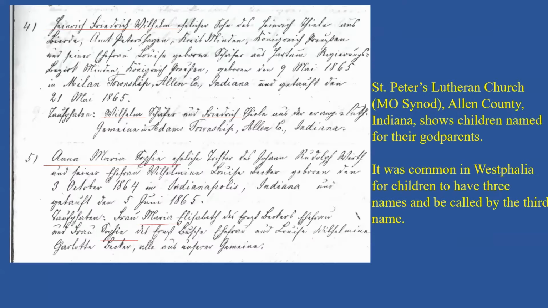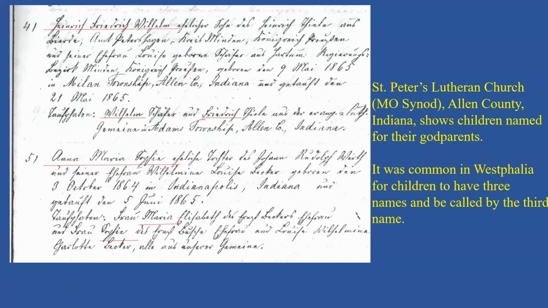Using church records, we can sometimes get clues, and a very common practice among Germans and German Americans was naming children after godparents. This custom was practiced extensively by Germans from Hanover and Westphalia. It was very common among the Missouri Synod Lutherans here in Allen County and elsewhere where the Missouri Synod Church was popular. So here's a page out of St. Peter's Lutheran Church here in Allen County.